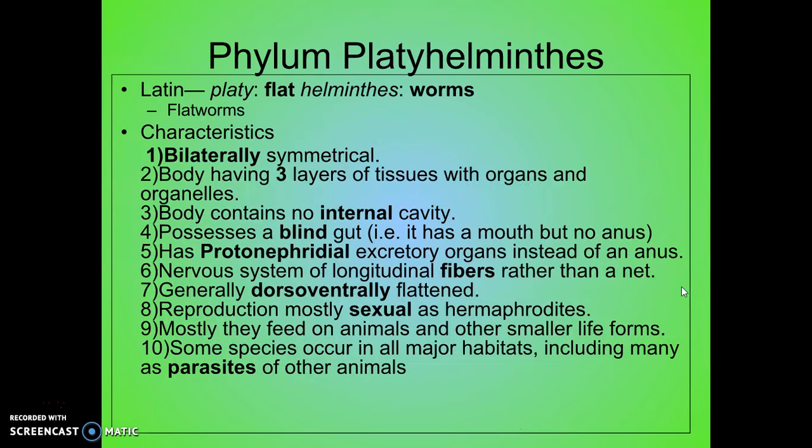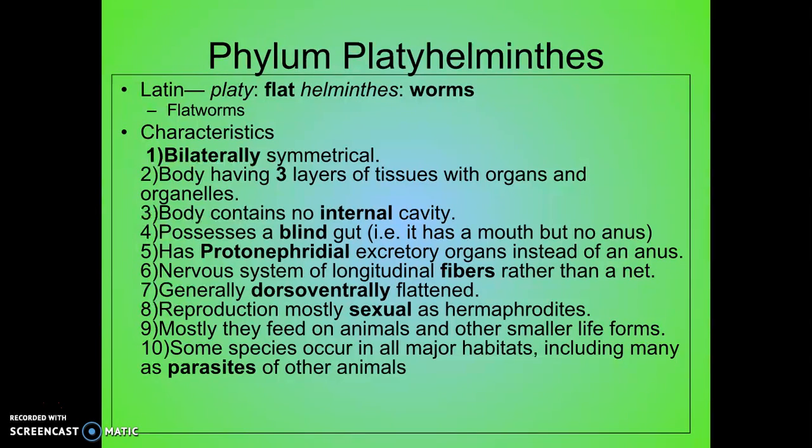Phylum Platyhelminthes is Latin for platy, which means flat, and helminthes, which means worms. They are now bilaterally symmetrical, so we're getting more and more complex. They have three layers of tissues with organs. They possess something called a blind gut, has a mouth but no anus. Their excretory organs are called protonephridia, so that's why it does not have to have an anus.